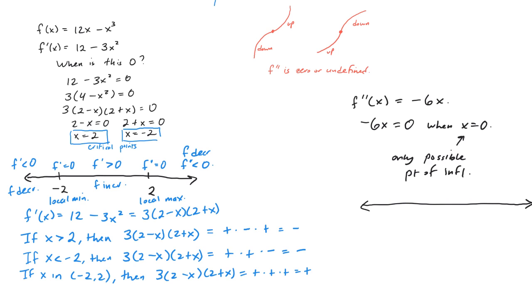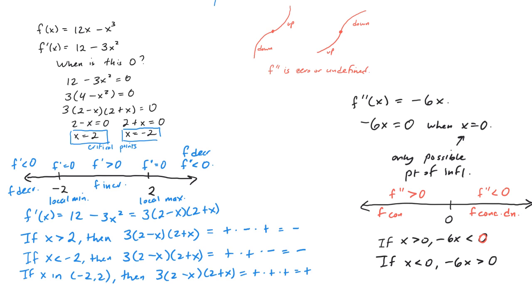So I'm going to use a number line diagram to do that. My possible inflection point is at x equals 0. And I just need to analyze whether f double prime is positive or negative on each interval around 0. So if x is greater than 0, then -6x is less than 0 because it's positive times -6. So that means f double prime over here is less than 0. That means f is concave down. When x is less than 0, that means x is negative. Multiplying that by -6 gives me a positive number. So on the left side, f double prime is greater than 0, so f is concave up.